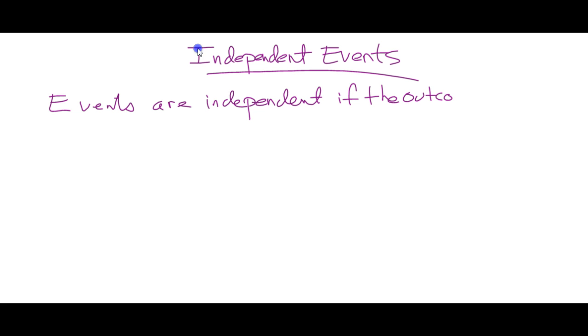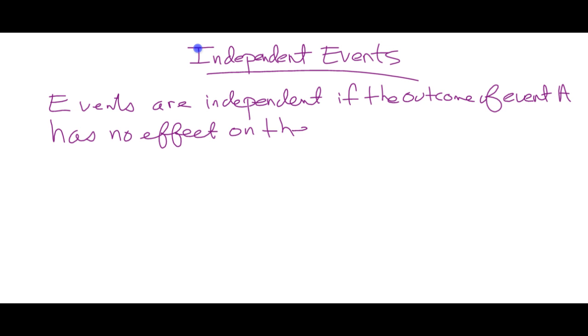So events are independent if the outcome of event A has no effect on the outcome of event B. Events are independent if the outcome of event A, or any event, has no effect on the outcome of event B.